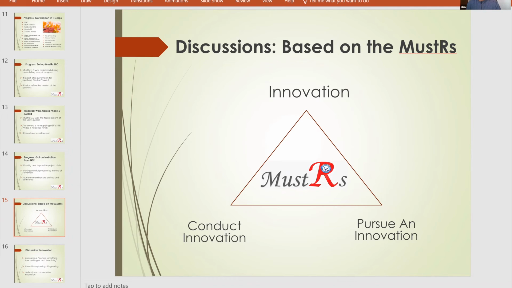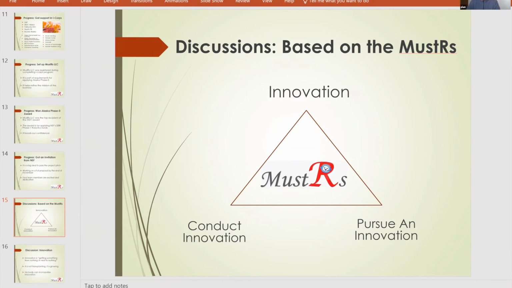The last item is under discussion. It's based on the MustRs. I wanted to discuss a couple of issues. The first one: what is innovation? I want to share my understanding. The second one is how to conduct innovation. The third one is the pursuit of innovation.